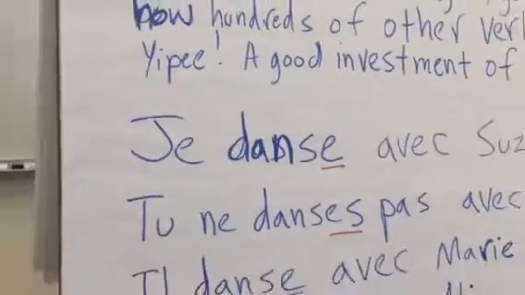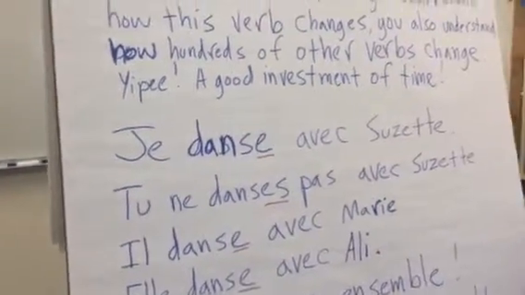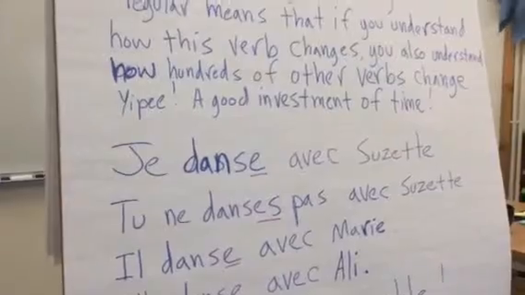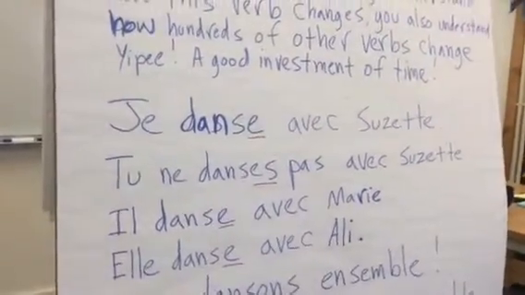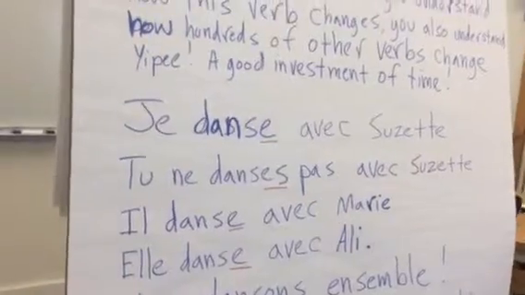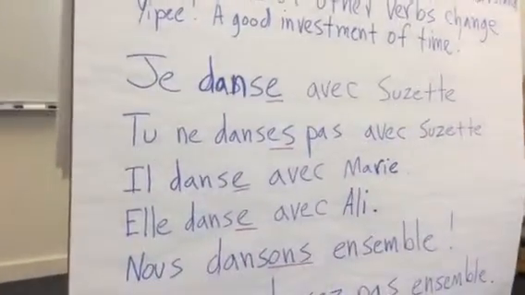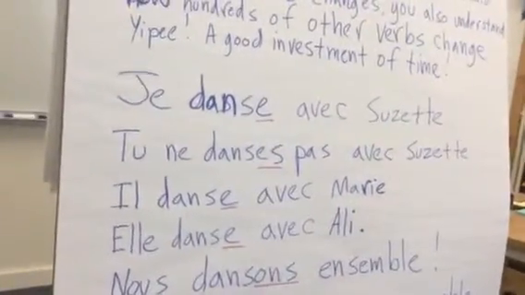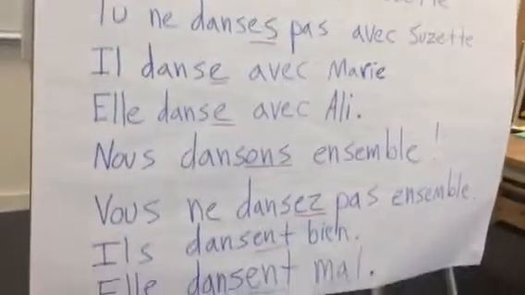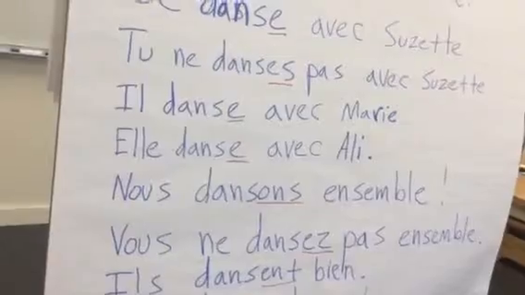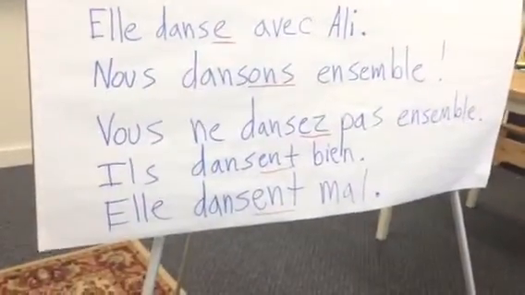So let's take a look at this. Je danse avec Suzette. Tu ne danses pas avec Suzette, négatif. Il danse avec Marie. Elle danse avec Ali. Nous dansons ensemble. We dance together. Vous ne dansez pas ensemble. You don't dance together. Ils dansent bien. They dance well. Masculine. Elles dansent mal.